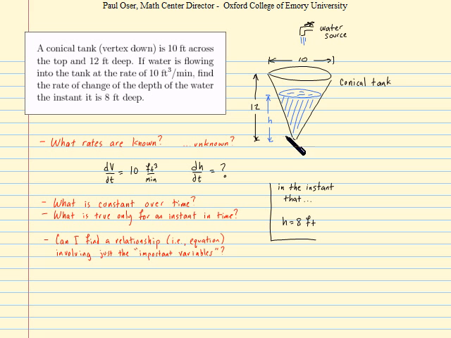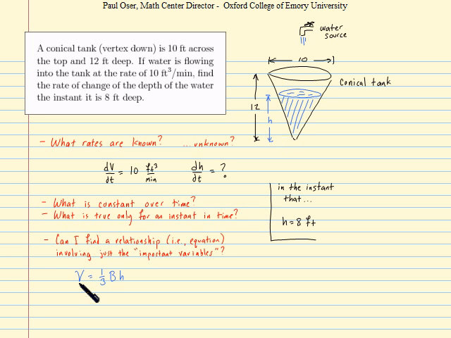Well, it may not be immediately obvious what that equation should be, but perhaps I can get closer to it by starting with something I do know. I do know something about volume for cones. You might recall from geometry that volume is 1/3 the base area. Of course, here the base is this circle, times the height of the cone, h in this case.